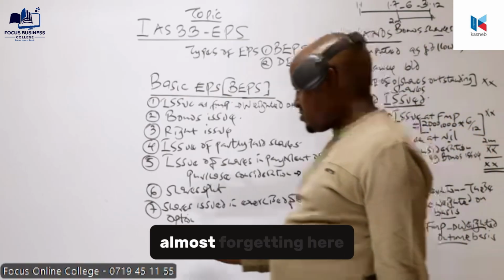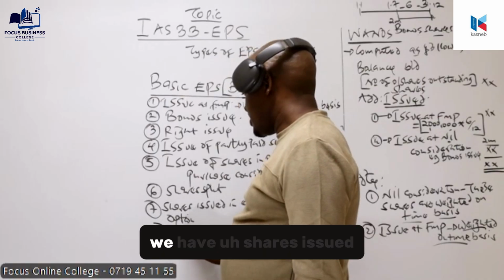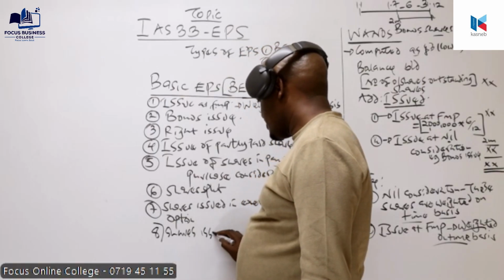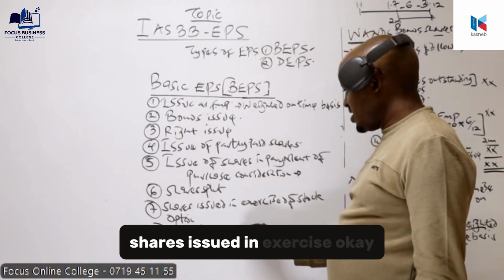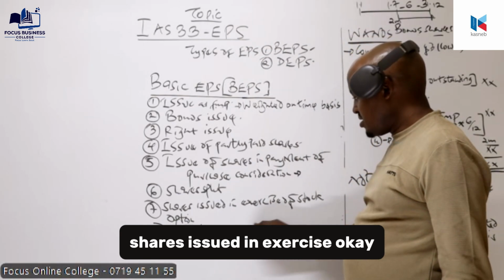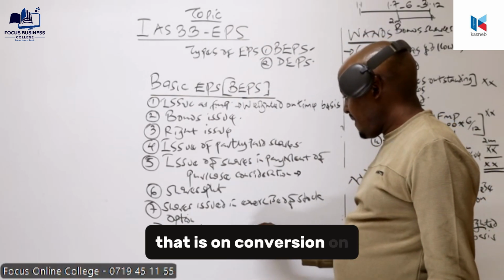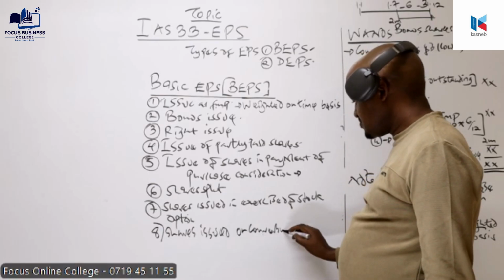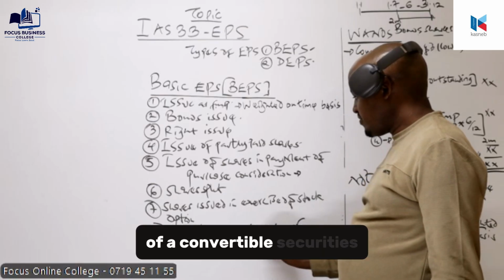And there is something I'm almost forgetting here. We have shares issued on conversion of convertible securities.